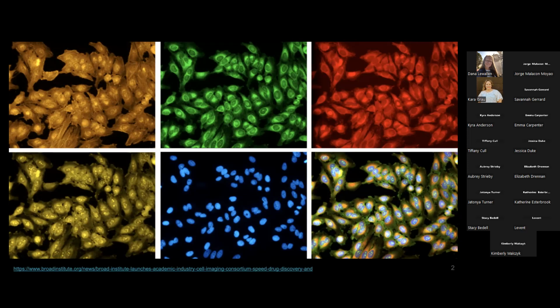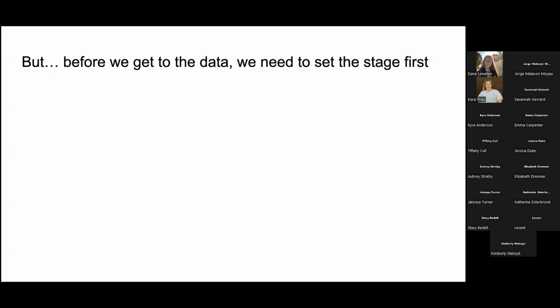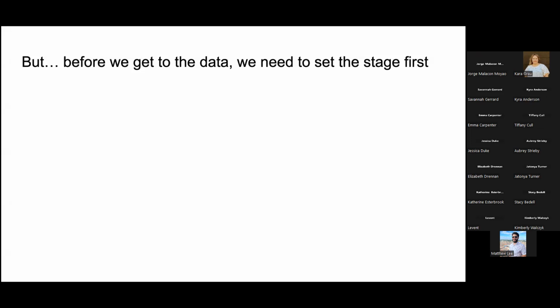So these stains are unbiased stains. They're going to mark general cell structures, and I'll describe this assay in more detail. I just wanted to give a broad overview of the type of data that my lab works with. But before we actually get to describing the data, I think it's important to set the stage first about how the data are generated and the experiments that we need to perform in order to get the best possible data set that we can analyze.